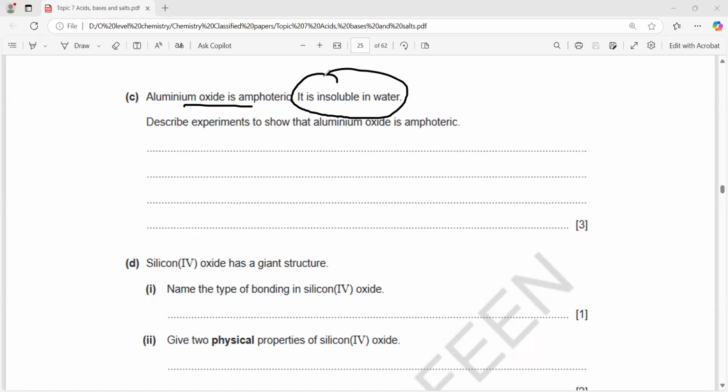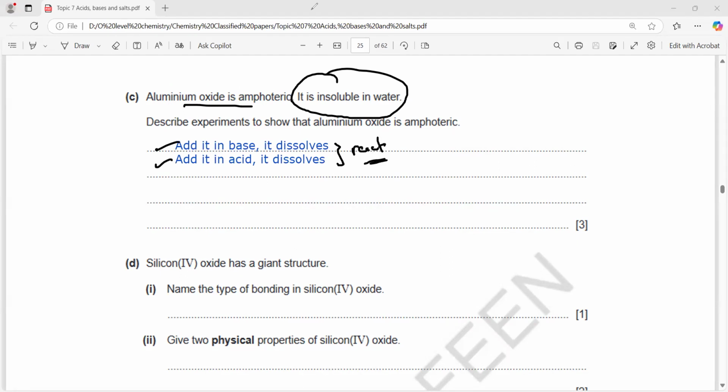Amphoteric oxides do not dissolve in water and can react with both acid and alkali. So, describe an experiment to show aluminium oxide is amphoteric. What we do is add it to a base and it will dissolve. If we add an acid, it will also dissolve. Or, instead of dissolving, you can use the term react.